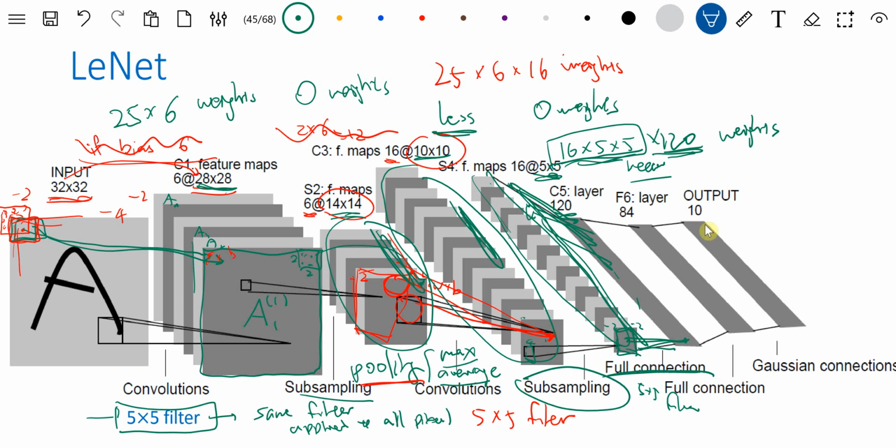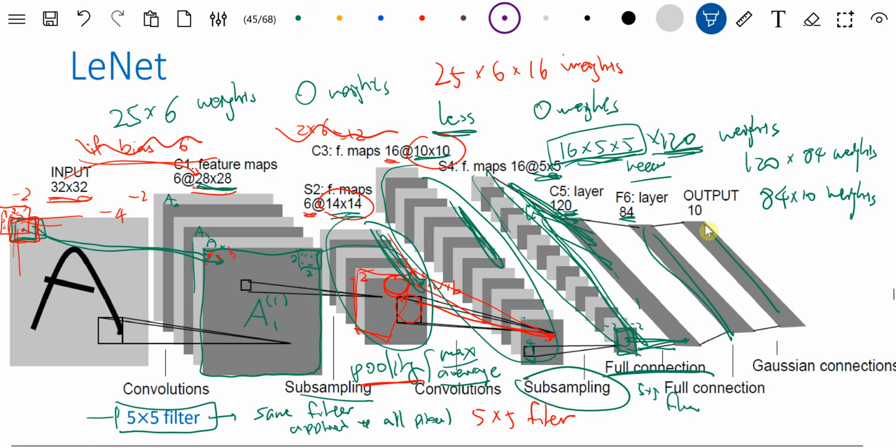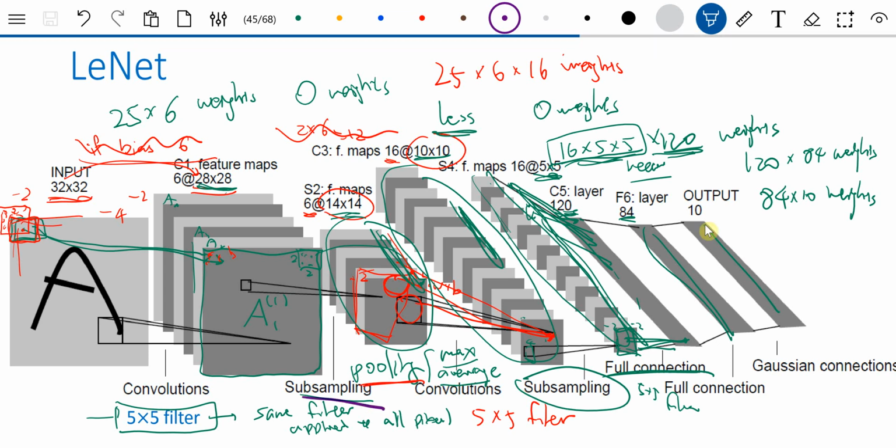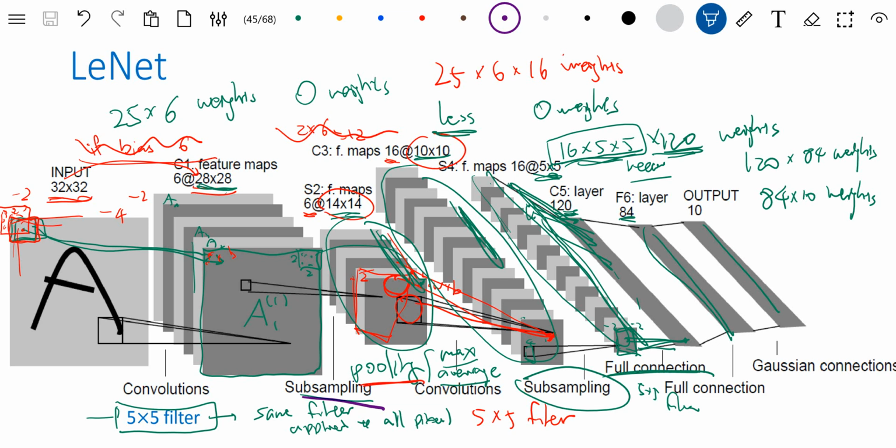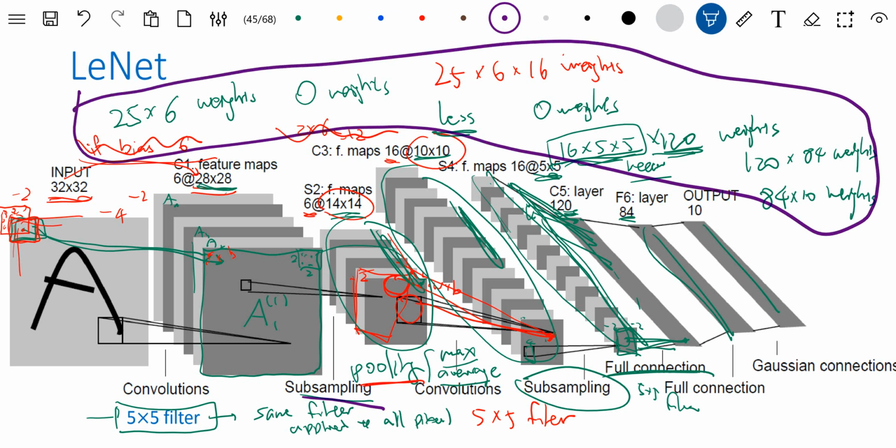And then the next one is the same. There are 120 units in the previous layer, 84 units in the next layer. So there are this multiplied by this many weights. And the last one is the same: 84 times 10 weights. So the total number of weights, excluding the bias terms and excluding some of the weights for these pooling layers that are in the original paper, but we are not considering them, you just add all of these numbers up, and you get the total number of weights.